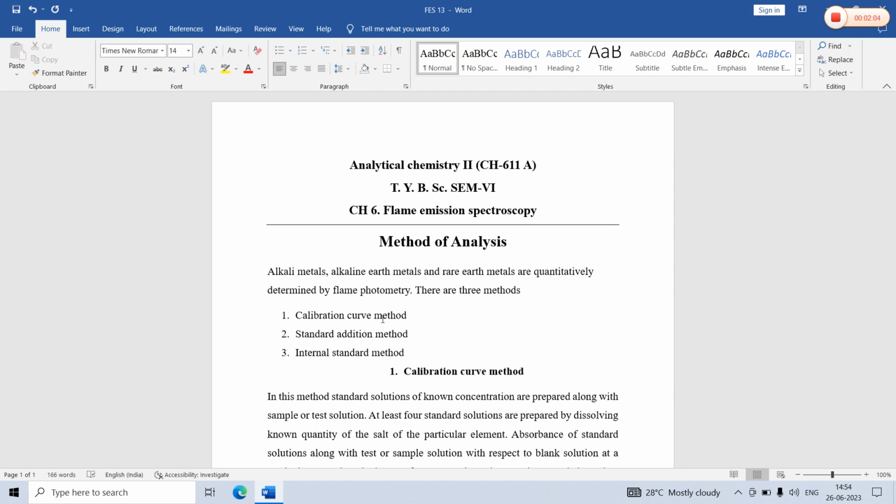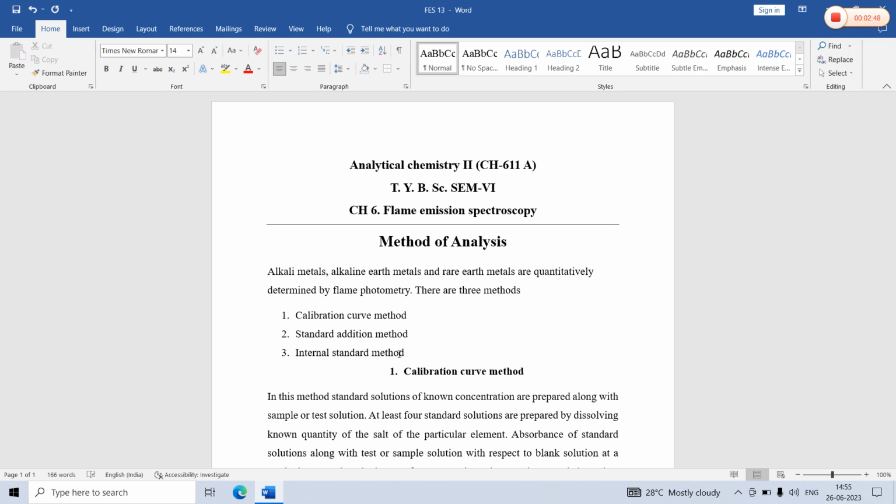The second one is the standard addition method. In the standard addition method, a standard substance is added in multiple concentrations to the unknown solution, and finally a graph is plotted. That is the standard addition method. And the third one is the internal standard method. This consists of a series of standard and unknown solutions prepared using a standard, that is lithium, whose concentration is kept constant throughout, and a graph is plotted.